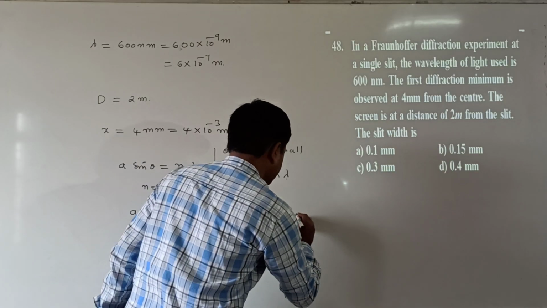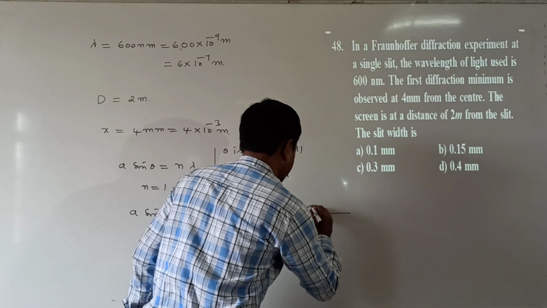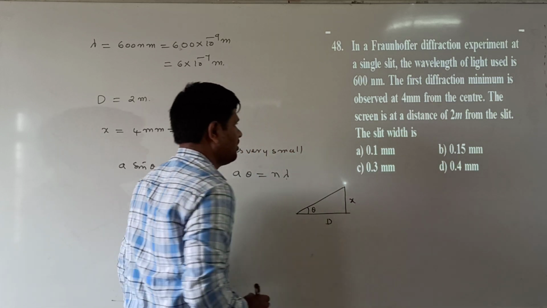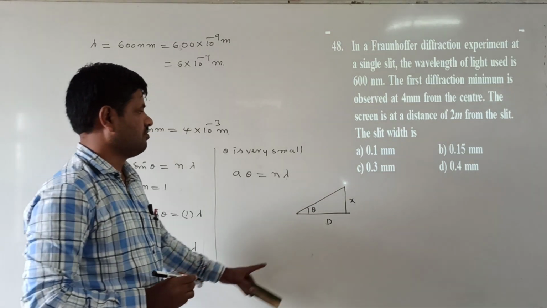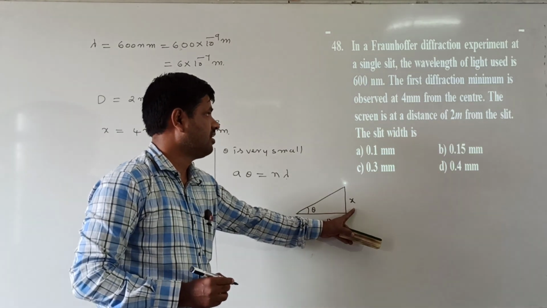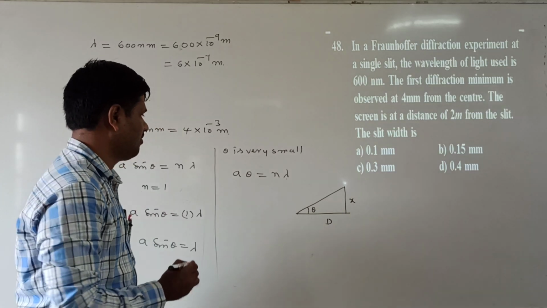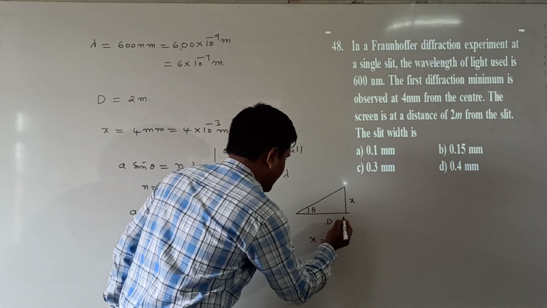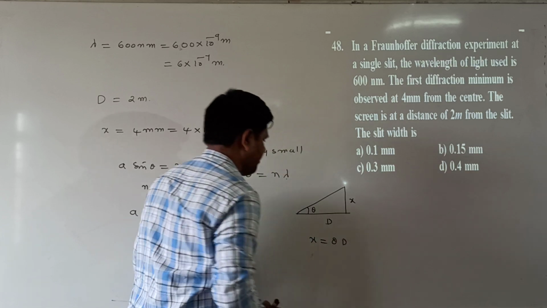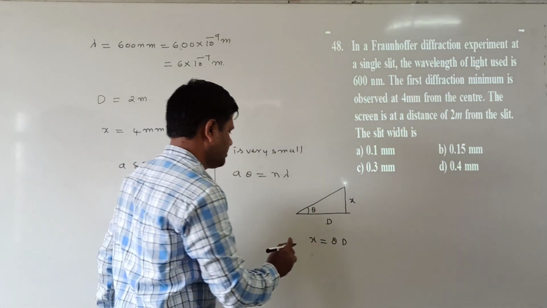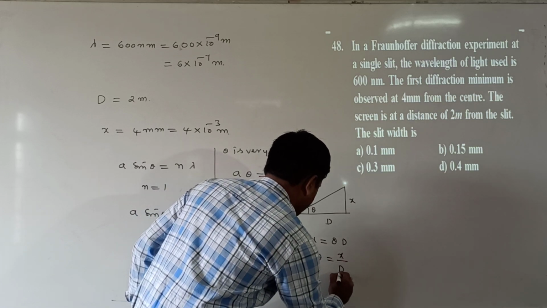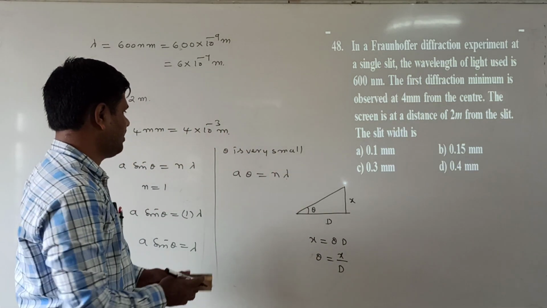We know that this is the screen distance, this is angle theta, and this is the distance of the diffraction minima, x, from the center. The arc is equal to angle into radius, so x is equal to theta into d. Here theta is equal to x by d.